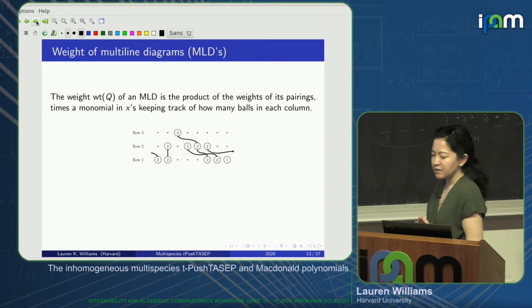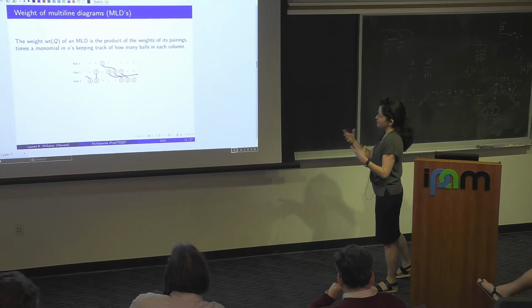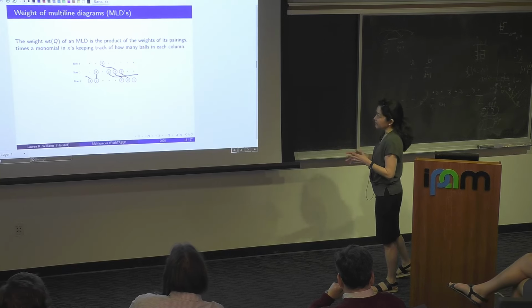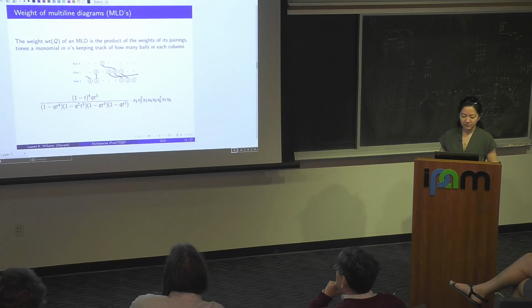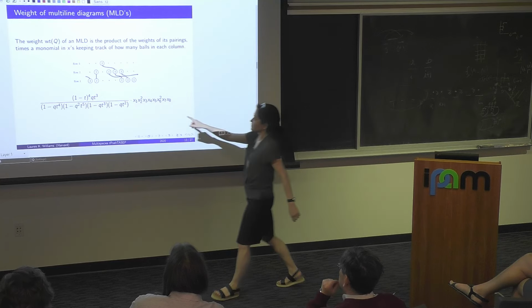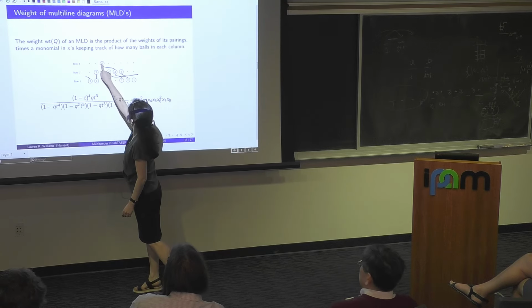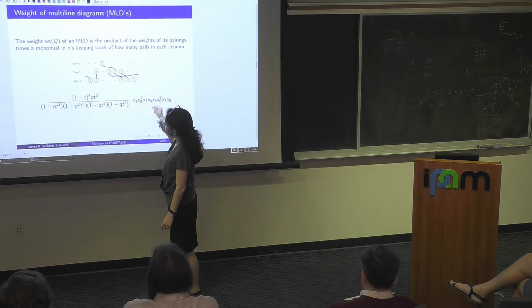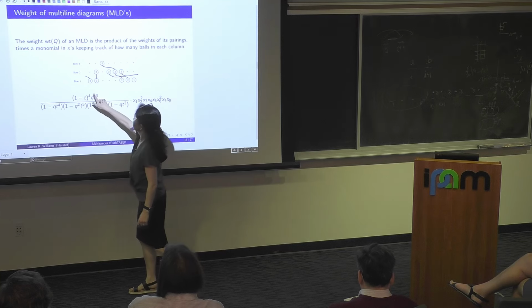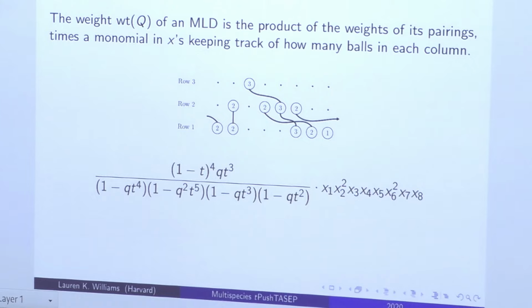And then the weight of a multi-line diagram is going to be the product of the weights of all of its pairings. So that's giving me some expression in Q's and T's, times a monomial in X's, which is keeping track of how many balls there are in every column. So this factor here is the QT weight that I get by looking at the weights of all of the individual pairings. And then I get this monomial here by just counting how many balls there are in every column. So in column 1, I have 1 ball. In column 2, I have 2 balls. In column 3, I have 1 ball. So that's giving the x1, x2 squared, x3.